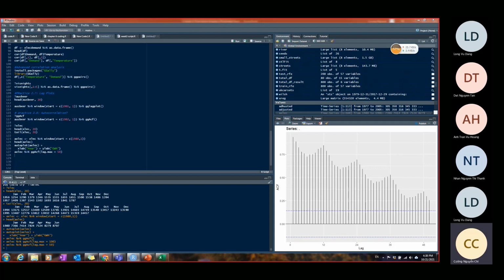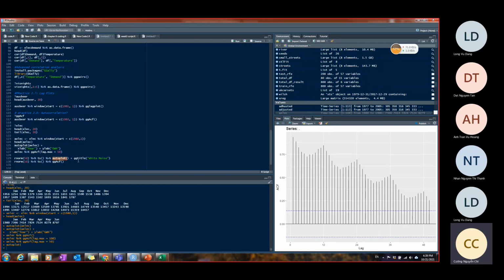So I randomly create data with 50 different observations. I create the time series and then I autoplot it. Oh no, sorry. Man, I made it wrong.